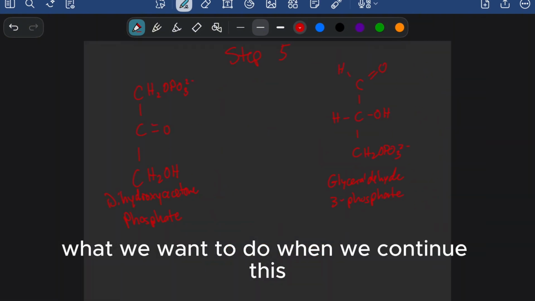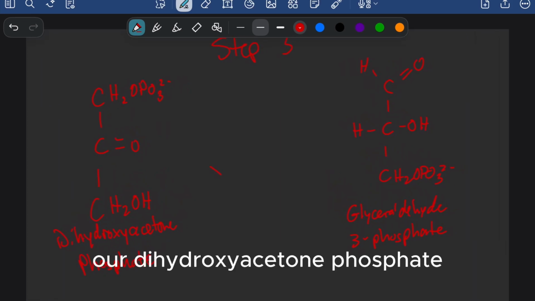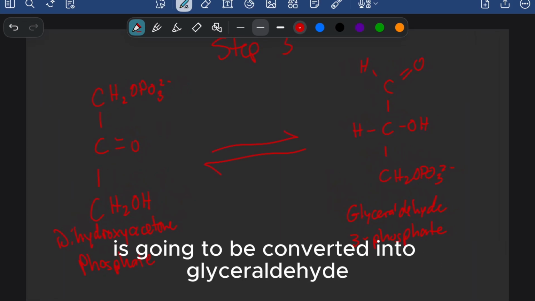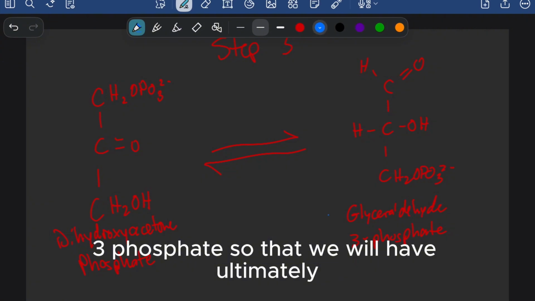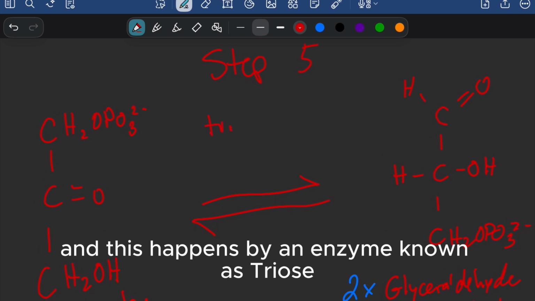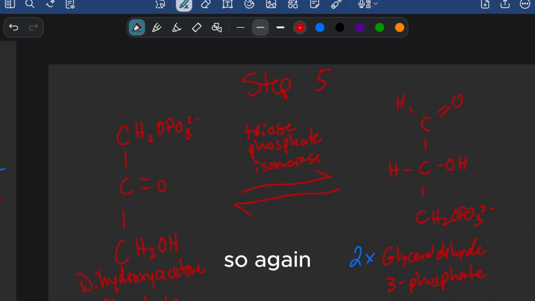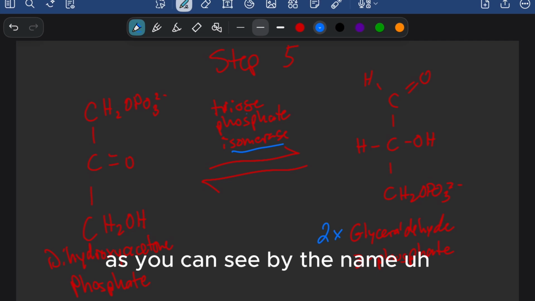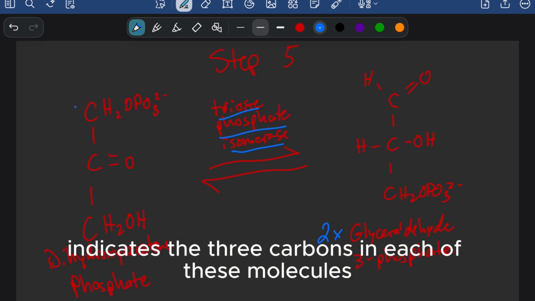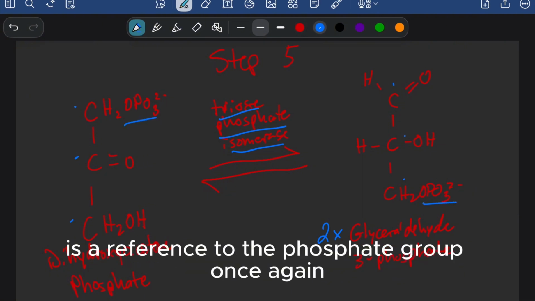And what we want to do when we continue this pathway is convert it into just one of these 2. So what happens is our dihydroxyacetone phosphate is going to be converted into glyceraldehyde 3-phosphate so that we will have ultimately 2 of those. And this happens by an enzyme known as triose phosphate isomerase. So again, this is an isomerization reaction, as you can see by the name. The triose indicates the 3 carbons in each of these sugar molecules. And the phosphate, of course, is a reference to the phosphate group, once again.